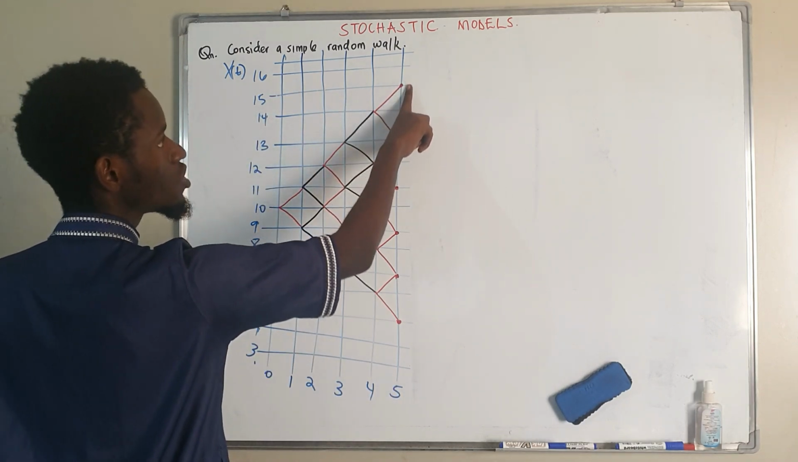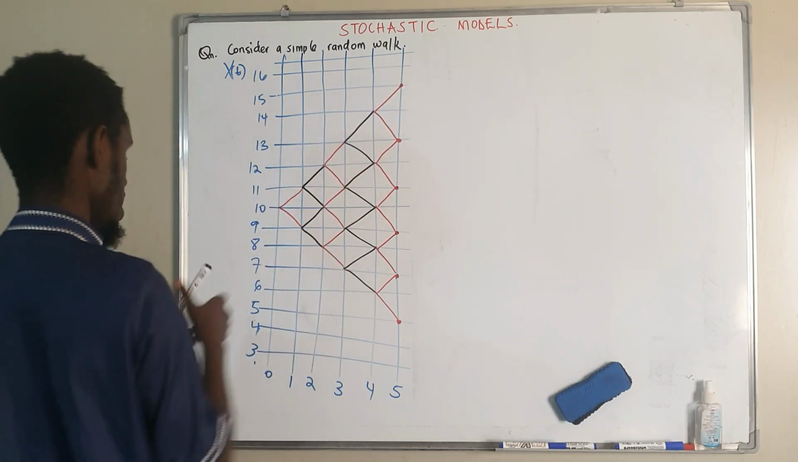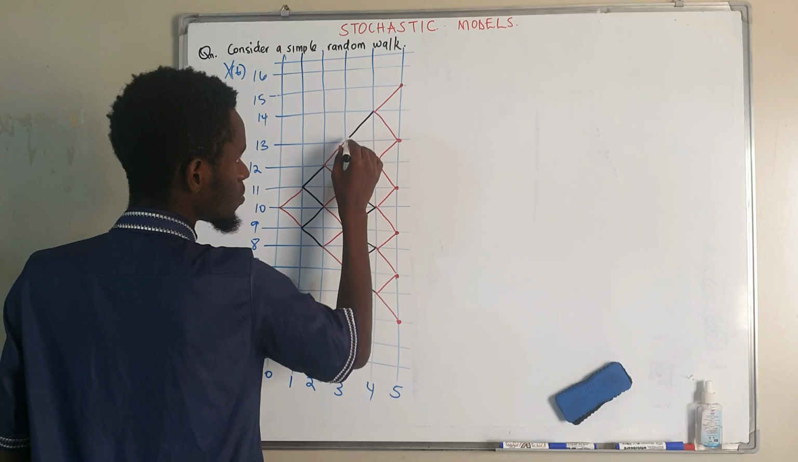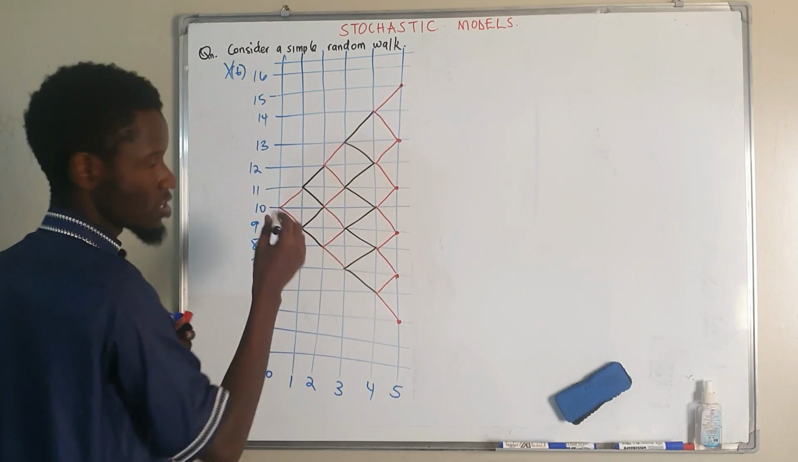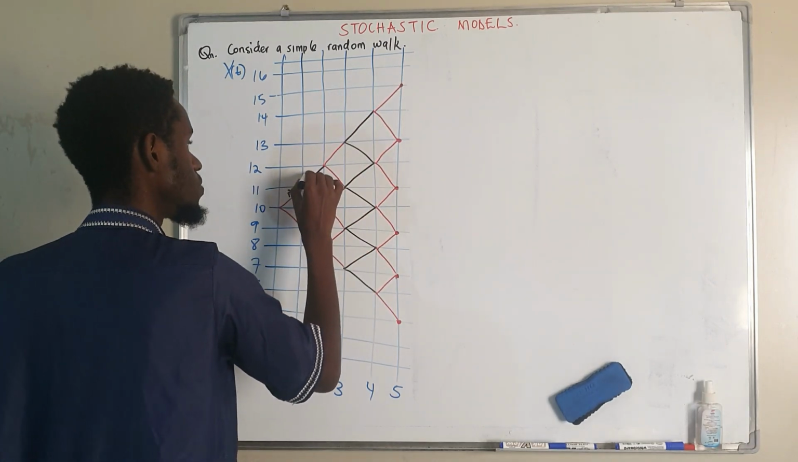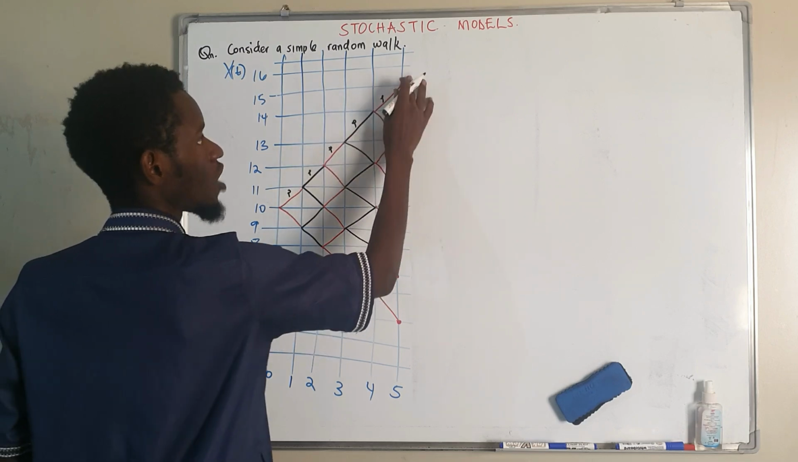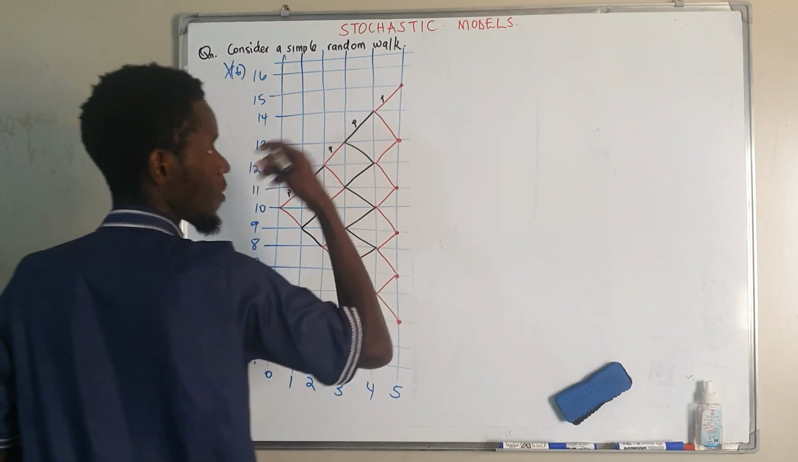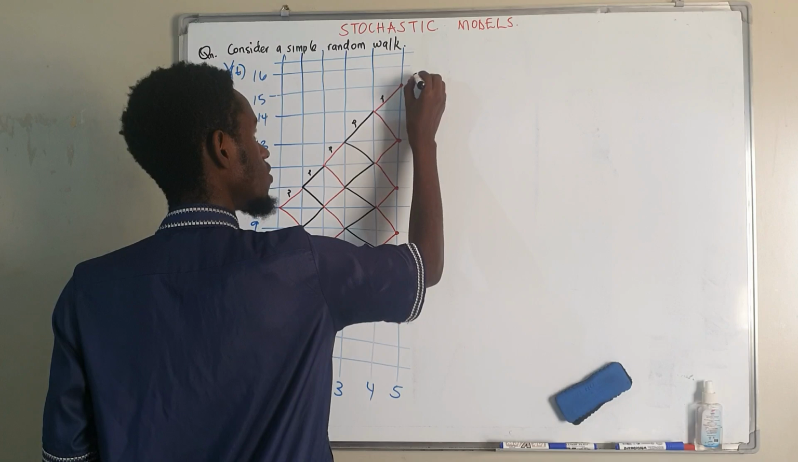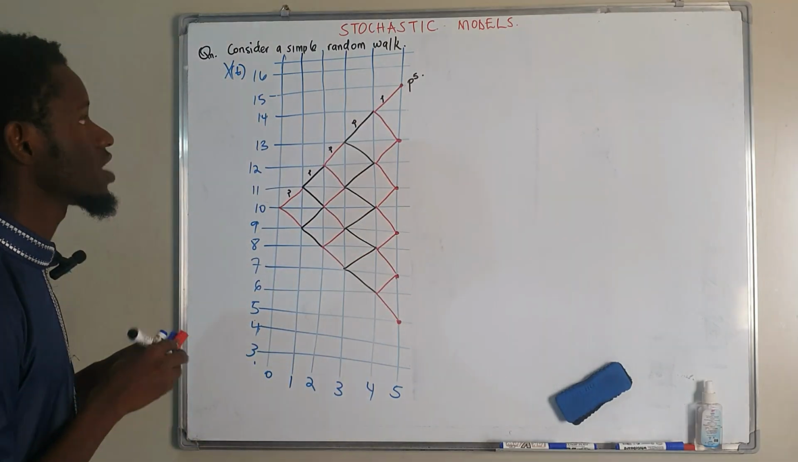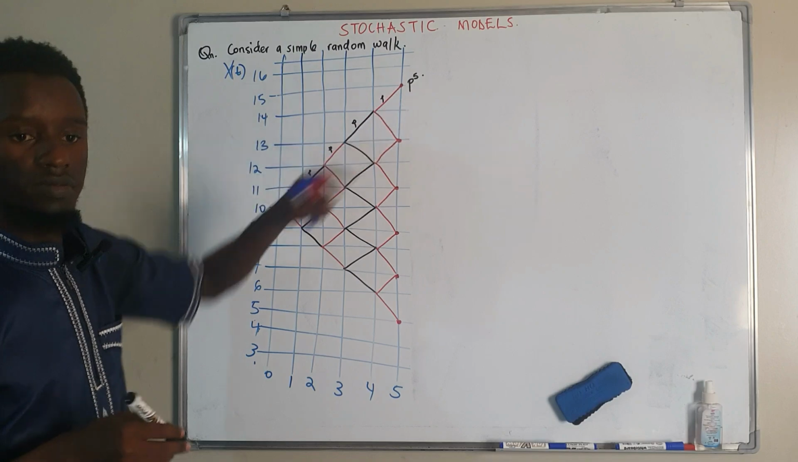How do I reach this part here? I just move up, move up, move up, move up, move up 5 times, because this is p, this is p, this is p, this is p. I'm moving up. Therefore, my probability will be p power 5, because I'm moving up like this. That's the only possible route I can take to reach this.